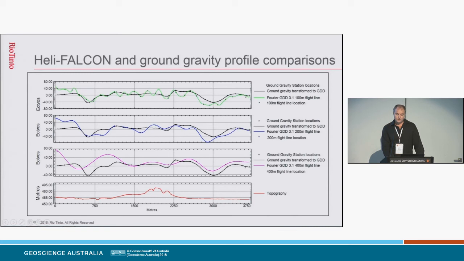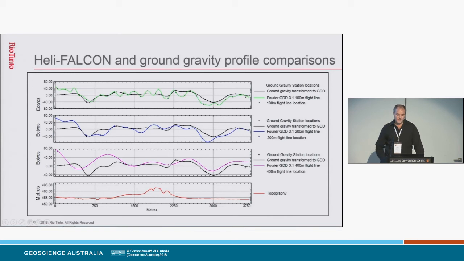This regular high-frequency noise observed in the 100-metre line-space data is not present in the 200-metre line-spaced GDD profile. The 200-metre line-space data compares well with the ground gravity equivalent, which I'm referring to as reality for this talk. The 400-metre line-space GDD profile shows a significant degradation in resolution and accuracy.